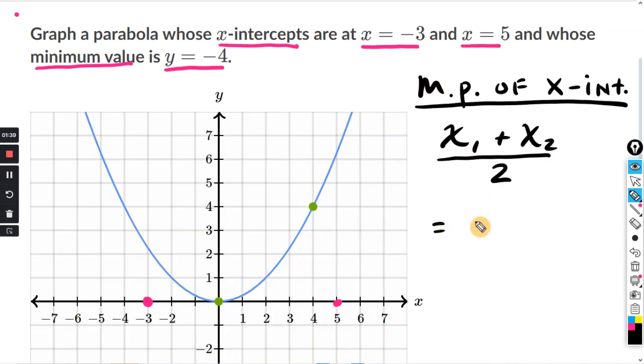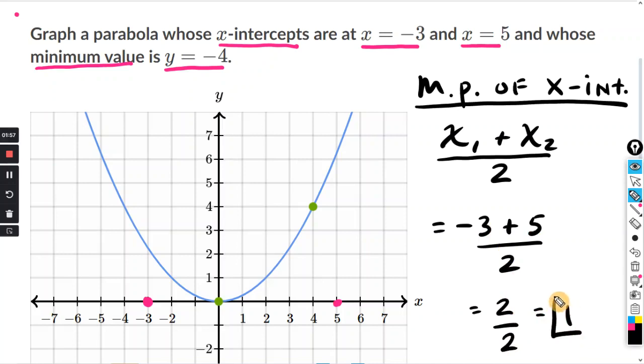So we have -3 plus +5, and we divide by 2. -3 plus 5 is +2, divided by 2, and that equals 1. So the x-coordinate for the minimum value is going to be 1. So y equals -4 and x equals 1 is going to be a point. You see, the 1 is exactly in between the -3 and the 5.